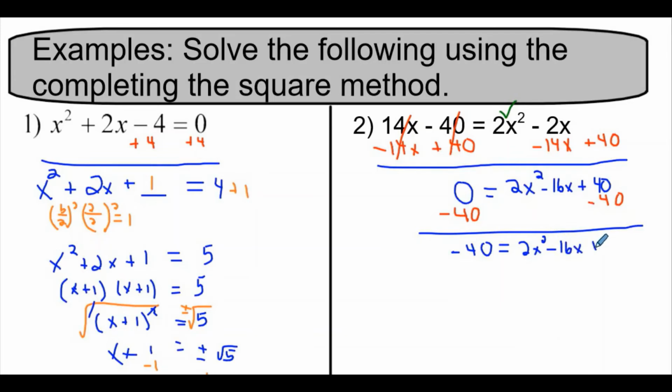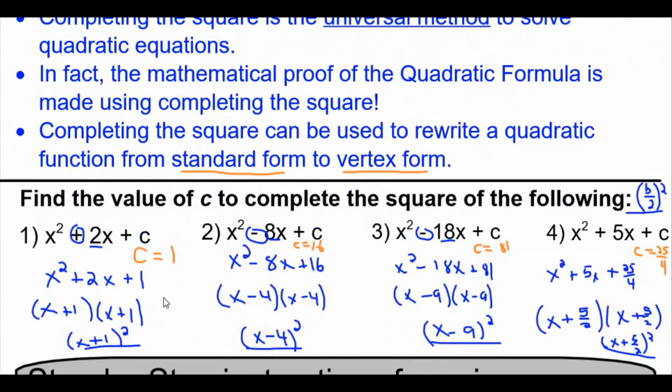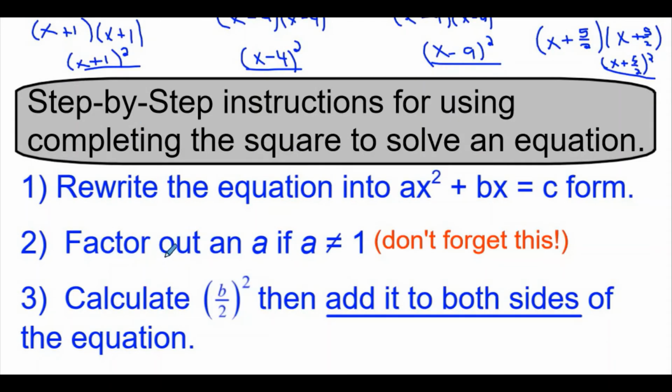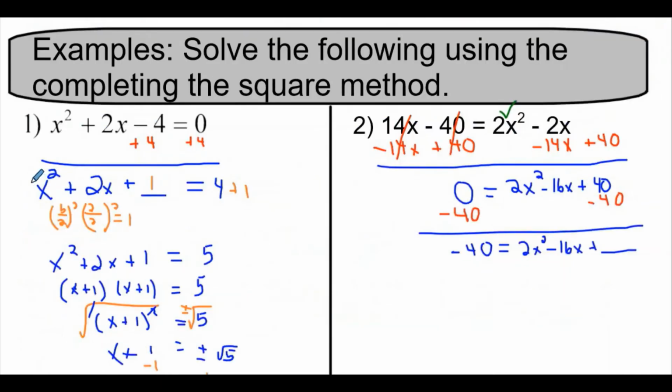Okay, so I'm going to leave my little blank here like we do, and that blank is to be completed, but we need to make sure we abide by rule number 2, or step number 2, which is to factor out an a if a is not equal to 1. So in this example, a was 1, but over here, a is 2. So before we do anything, we have to take the 2 out using GCF factoring.